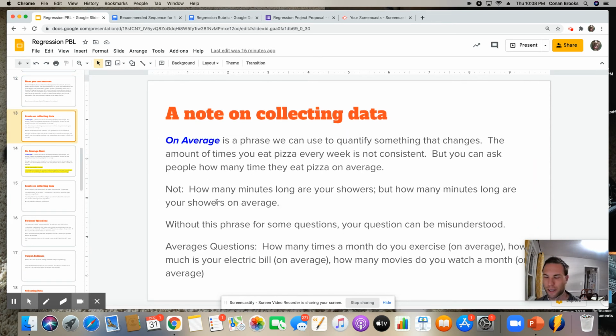A note about collecting data: you might want to look at on average. Some things you can just say, hey, how much is this? But you need to be specific. So one way to be specific is to say on average, how many times a week do you eat pizza? Well, this week I ate pizza four times because we had leftovers, but last week I only had pizza once. So what do I say? So you say, well, on average, and that way it gives people an idea: okay, so normally I eat pizza twice a week. Sometimes we forget to order pizza.